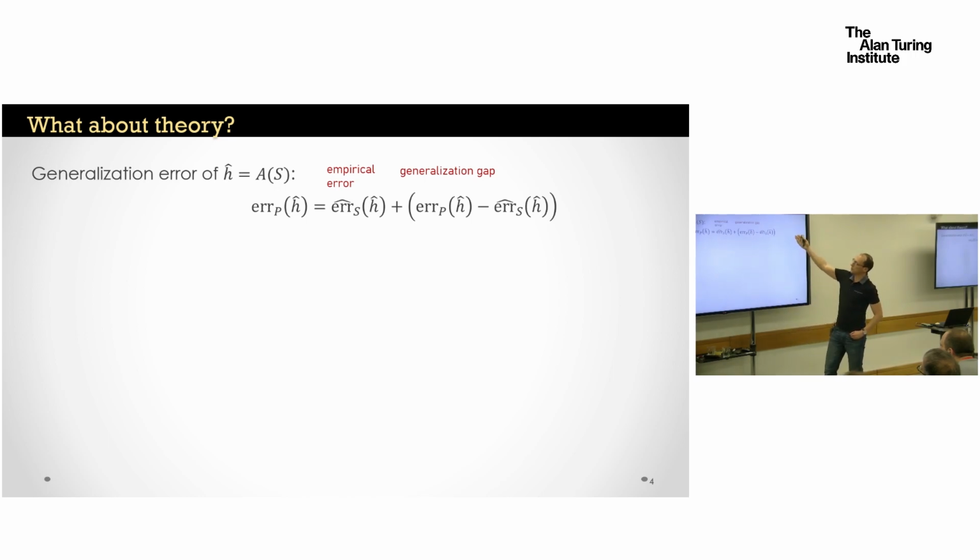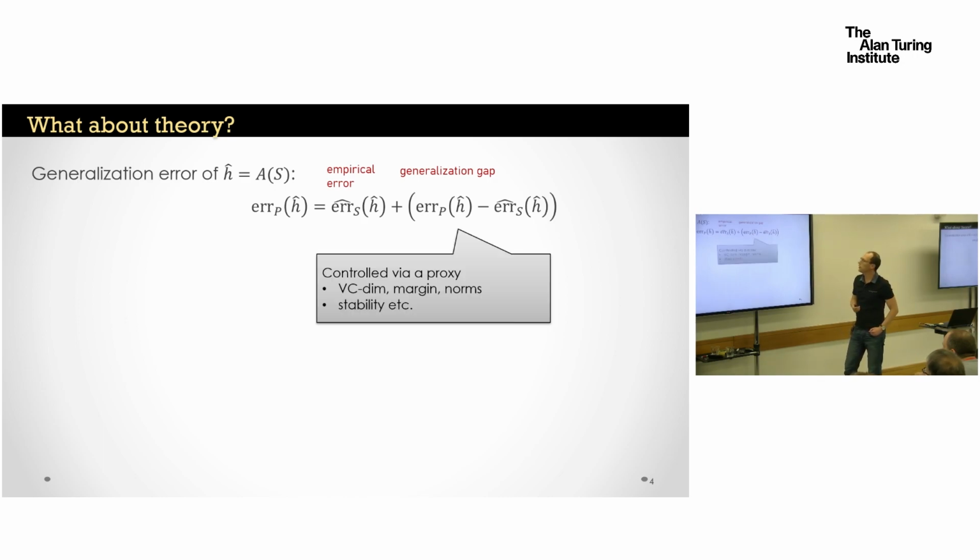We start usually by decomposing it into the empirical error part, something that we can easily measure, and the difference between the empirical error and the generalization error, which often is referred to these days as the generalization gap. This is, again, a measure we cannot directly compute, but we can control it or bound it via various proxies, such as VC dimension, margin, norms, stabilities, and that's sort of what a lot of learning theory does.